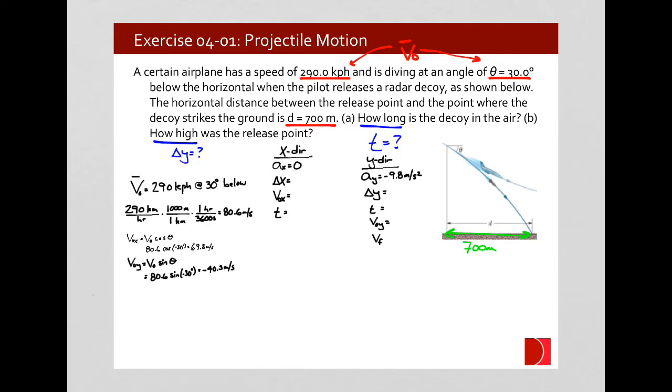We just found those. They are 69.8 meters per second in the x direction and negative 40.3 meters per second in the y direction. We just found that from the vector we're given. The initial speed of 290 kilometers per hour at an angle of negative 30 degrees. And we're told the horizontal distance between the release point and where it strikes the ground is 700 meters. So that is our x displacement.